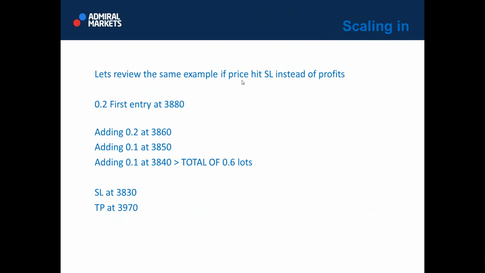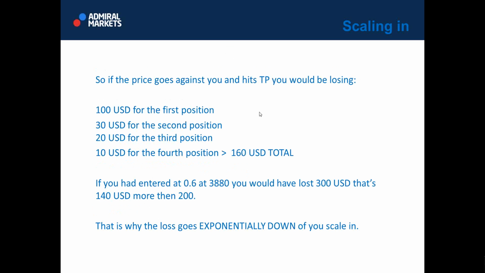Now let's review the same example if the price hit stop loss instead of profits. As we know, 0.2 first entry at 38.80, adding 0.2 at 38.60, then 0.1 at 38.50, and 0.1 at 38.40. So that is a total of 0.6 lots. Stop loss is at 38.30, target price is at 39.70, and what happened is we hit stop loss.